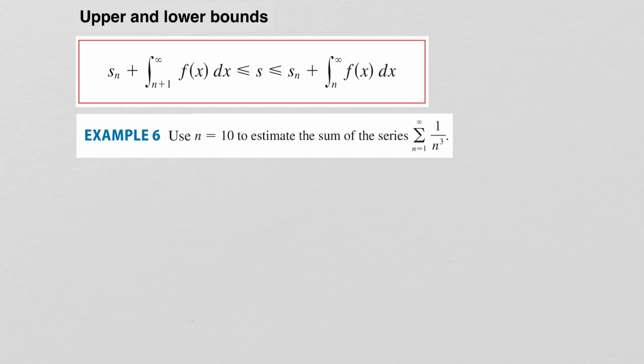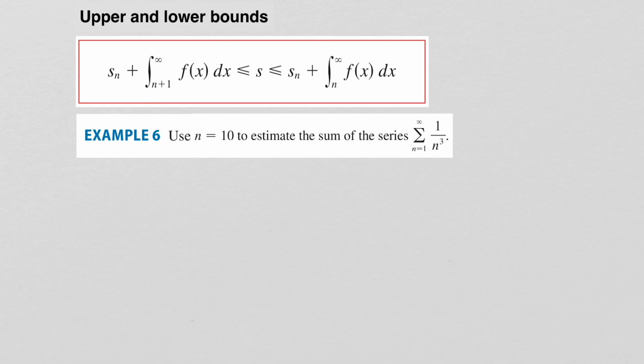If we alter the format of the estimate of the error when adding up the first n terms of a converging series, we get the following formula. The sum of the series is somewhere in between the nth partial sum plus the value of this integral and the nth partial sum plus the value of this integral. This will give us upper and lower bounds on the estimate of the sum of the series. So let's go ahead and take a look at this one. Use n equals 10 to estimate the sum of the series 1 over n cubed, right? So it's the same series we just looked at a minute ago.